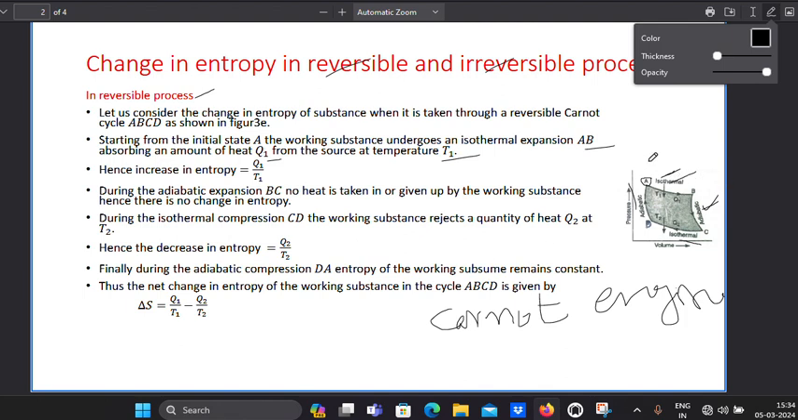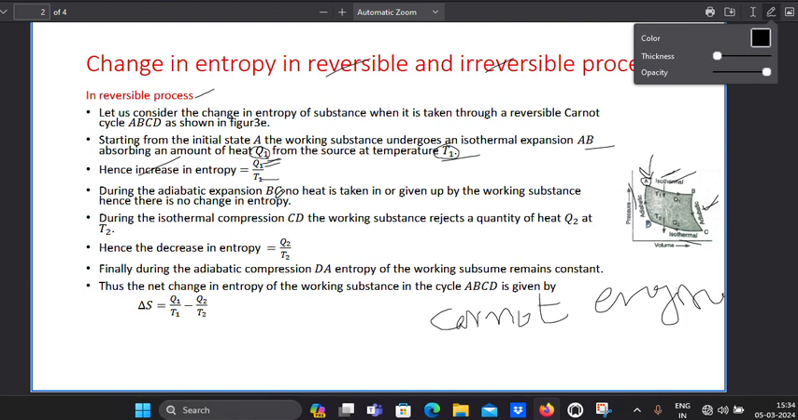In this process, what happens? The working substance absorbs heat energy. How much heat energy does it absorb? Q1 amount of heat energy, taken from the source which is maintaining the temperature T1. Hence, the increase in entropy is Q1 by T1. Why? Because heat energy is absorbed.